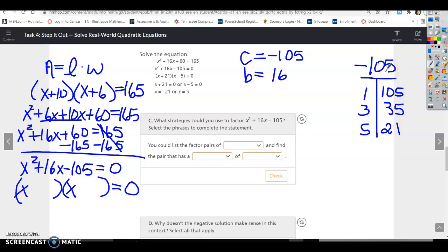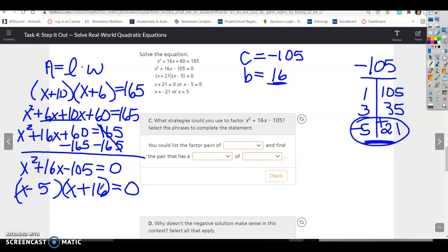Again, being able to factor, you should have a good sense of numbers, like how they multiply and add together. It really helps when it comes to factoring, and that's something you can always practice as you go along. So I know that 5 and 21 are 16 apart, and when they multiply, they get 105. Now, I do need a negative 105, so one of these has to be positive and one has to be negative. To have a plus 16, the bigger number has to be positive.